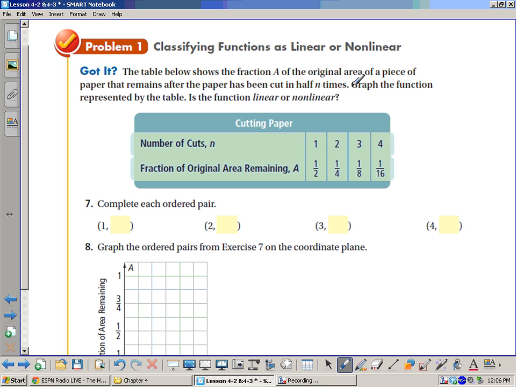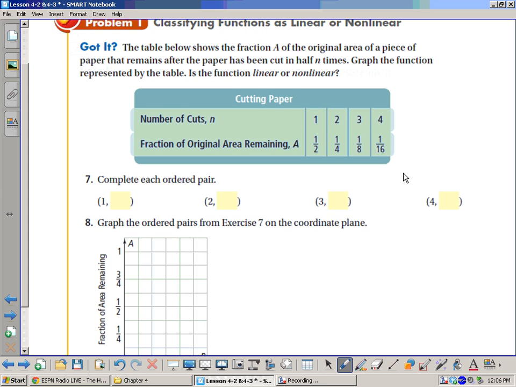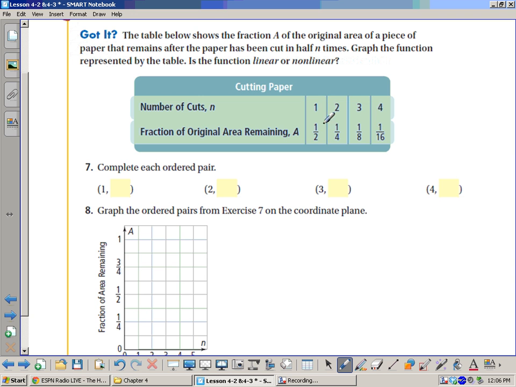So think about having a paper and folding it or cutting it, and we're going to see if this function is linear or nonlinear. So if we make one cut, it cuts the paper in half. If we make two cuts, that now has created a quarter of the area because we've cut this in half to get a quarter. 3 cuts gives us 1/8 the original area because we're taking a quarter and cutting it in half. And then 4 cuts is 1/16.